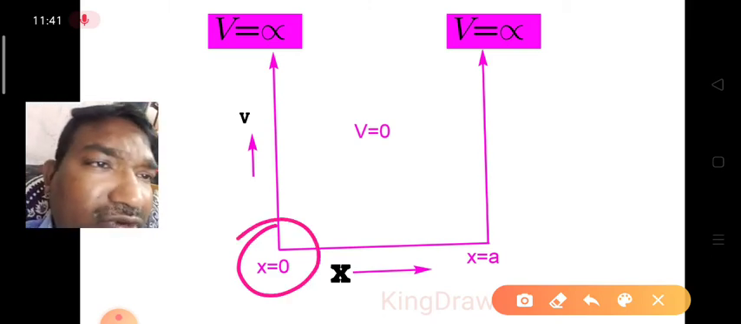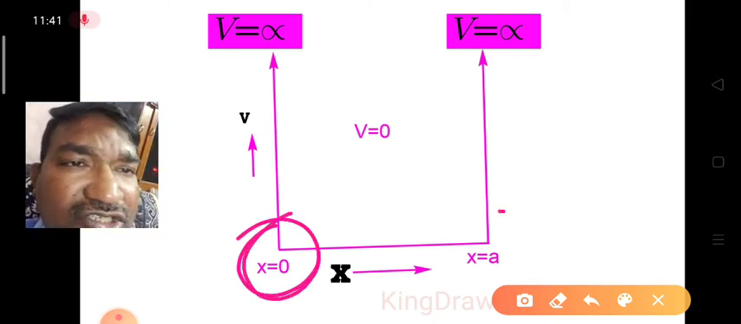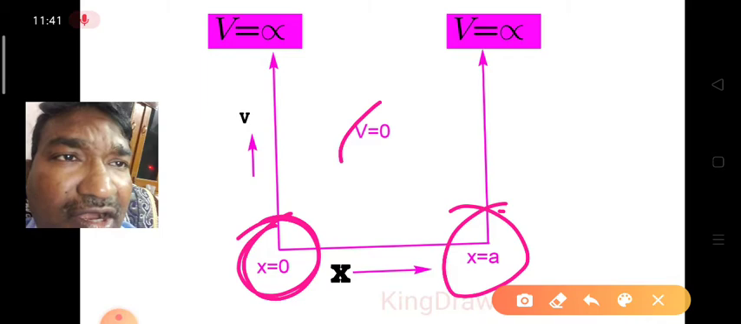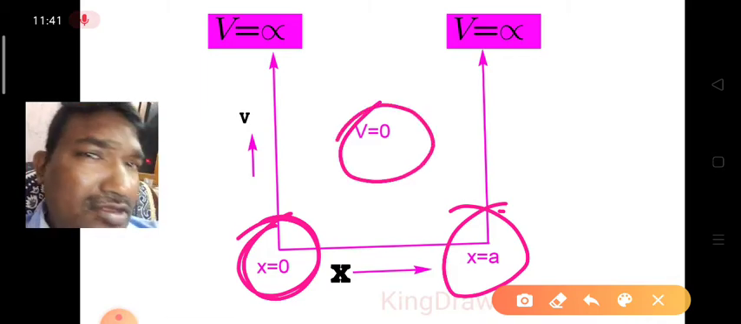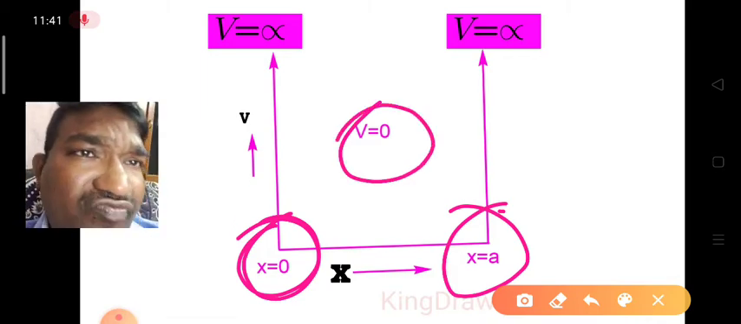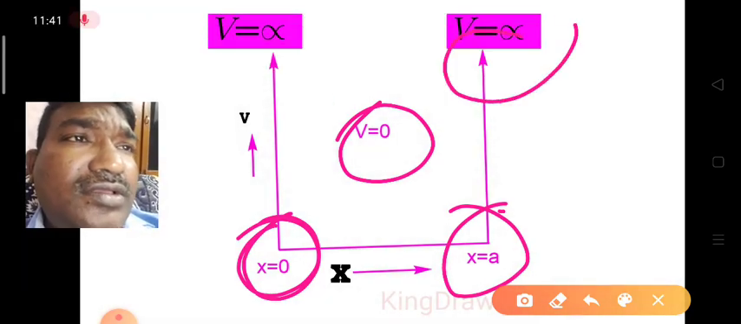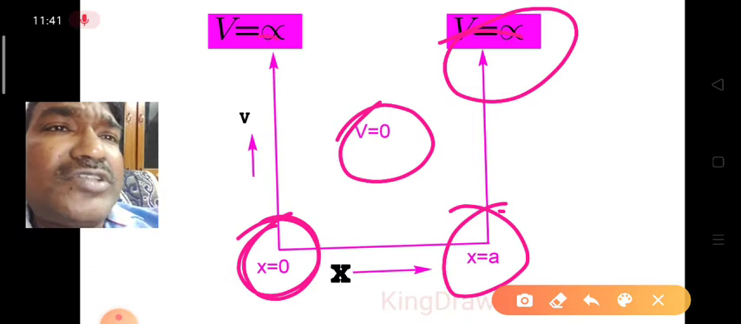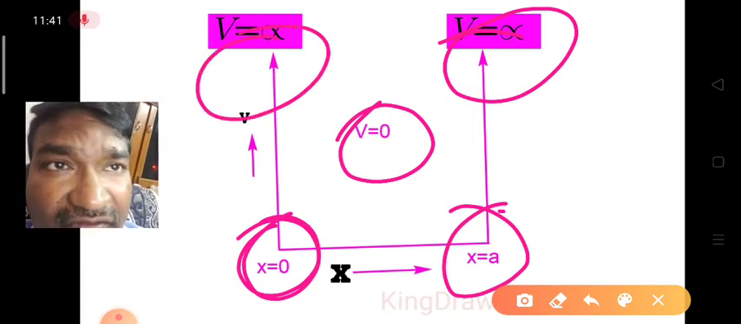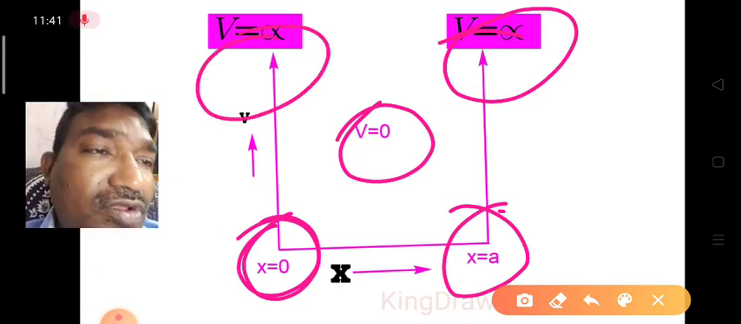This is the x equal to 0 boundary, and this is the x equal to a boundary, and the potential energy of the particle within the box is 0, and the potential energy out of the box is infinity. Okay.